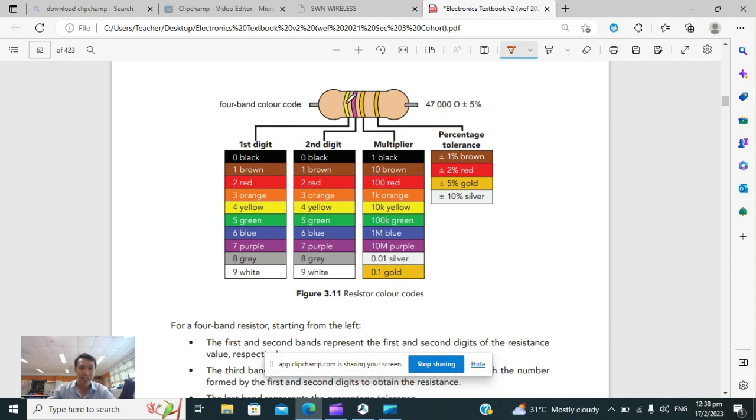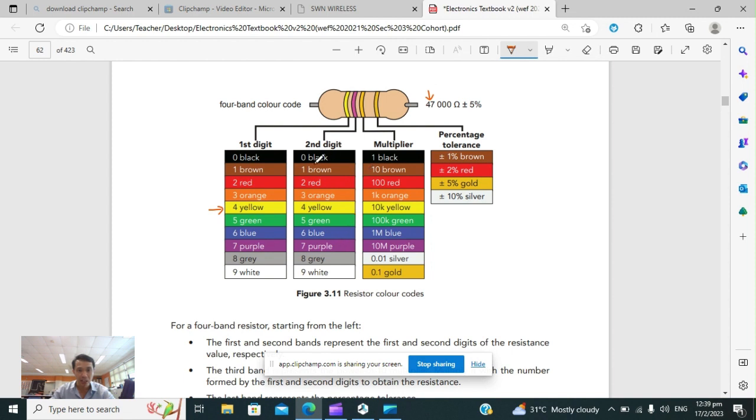So the first color will tell you the first digit of the resistance. The second color tells you the second digit of the resistance. The third color gives you what we call a multiplier. And the fourth color gives us a tolerance. So what this means is that, let's use this as an example. Okay, this is a yellow color band. So therefore, if I look at the color code, yellow corresponds to a number 4. That's why the first digit is a number 4.